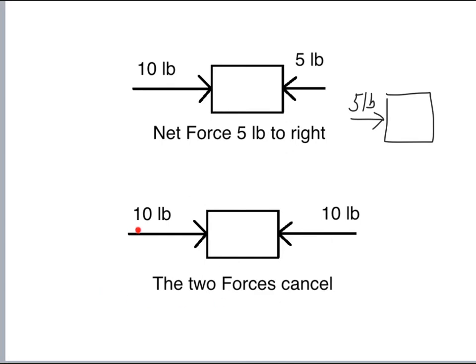Now, down below, we see another example, one that I just talked about in the previous slide. If I have 10 pounds going to the right and 10 pounds going to the left, those two forces are going to cancel. Now the box may get smushed a little bit, but it's not going to be sliding across the floor because these vectors add together to 0. And another way that we can say that is that the two vectors cancel.